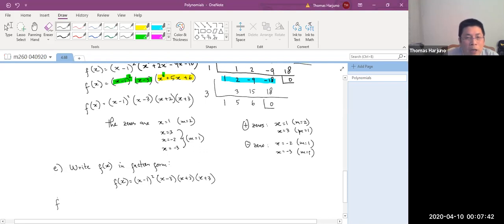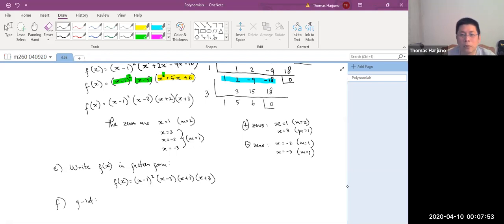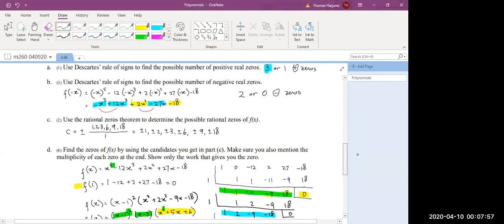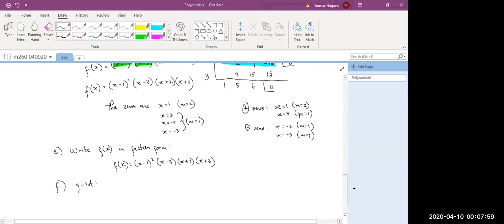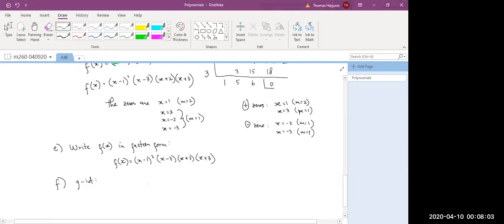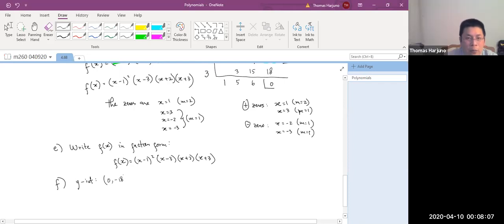Now, from there, I expect you to be able to answer this question. What is the y-intercept? Look at the polynomial. 18. The y-intercept is 18. Almost right. Negative 18. 0, comma, negative 18, not positive 18.